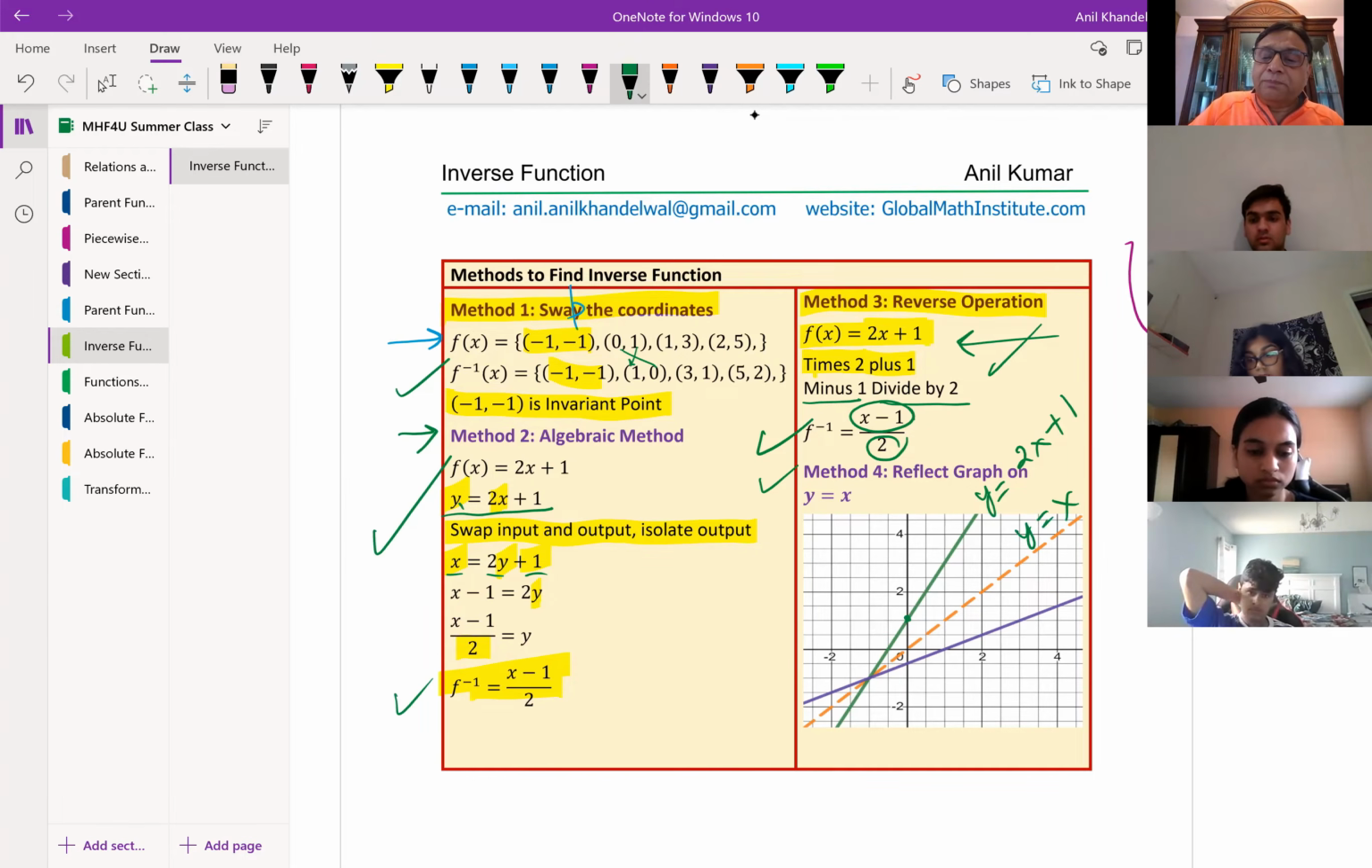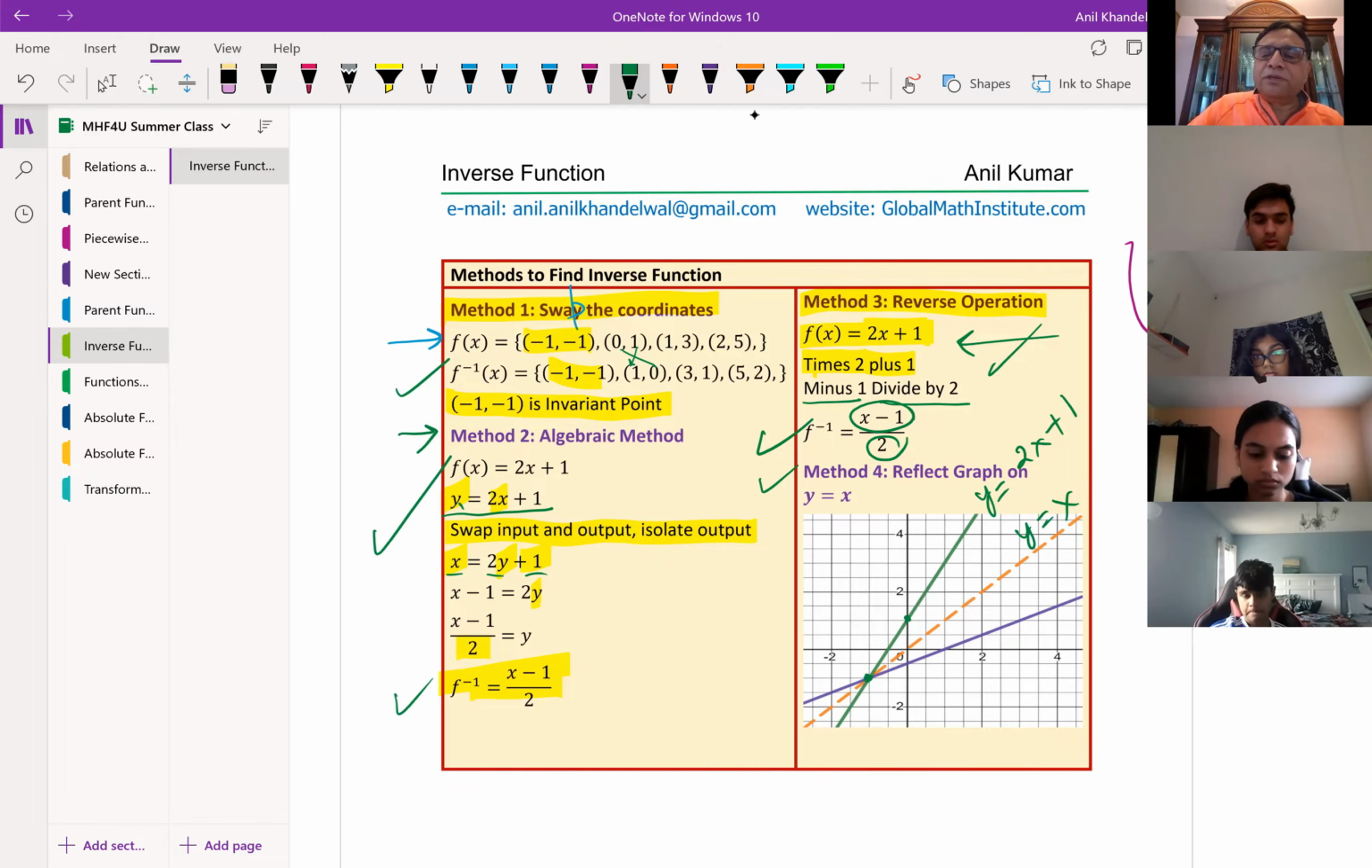Well, the point which is having the same x and y value, they will not change. They will remain same, correct? Because (a, a), even if you flip, it remains (a, a). So there is one point which will be the intersection of y equals x and any given line. That will be the invariant point.